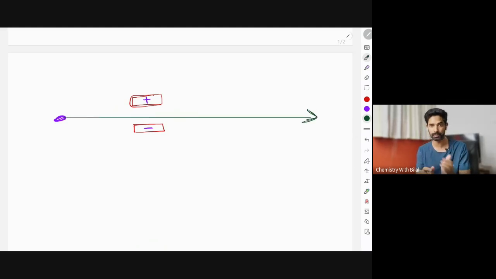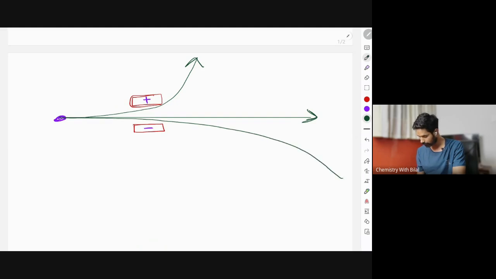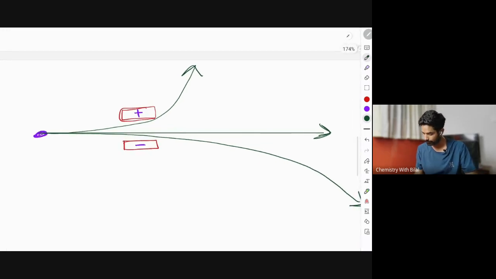You pass those particles through that electric field, and we see there are few particles which pass without any deflection, like this. There are particles which are deflected very strongly to the positive end, and there are particles which are deflected to the negative end, but their angle of deflection is very small. So those particles which pass through undeflected, they are neutral particles.